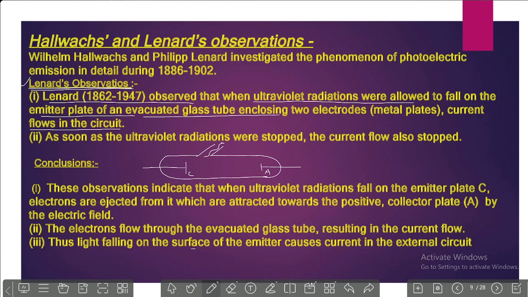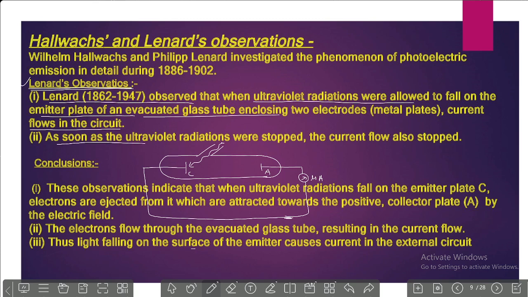Now when light is allowed to fall, what will happen? Current will be flowing in the circuit. Suppose I connect like this also, just normally. Let me keep one ammeter here. Now this ammeter will show the current. This is what he is telling.